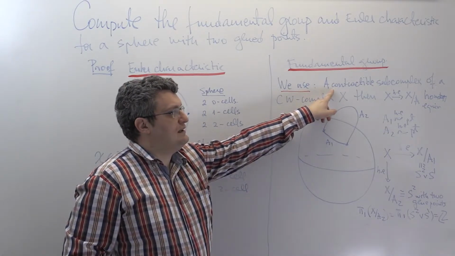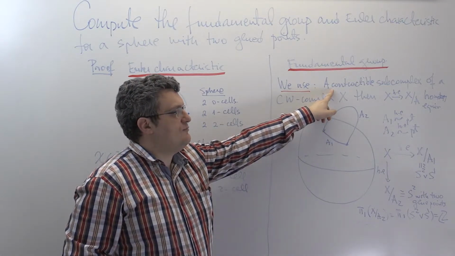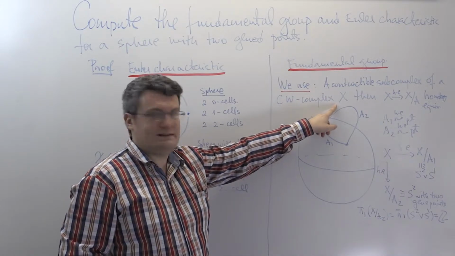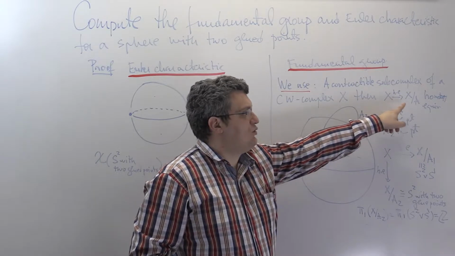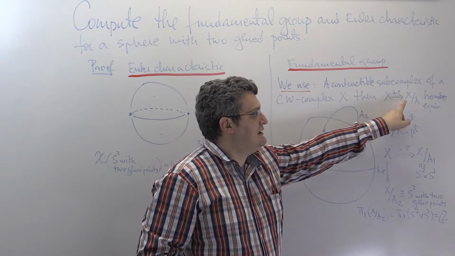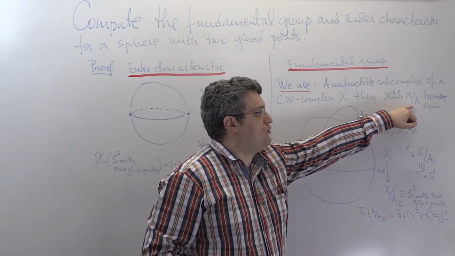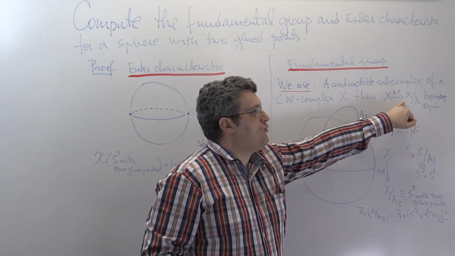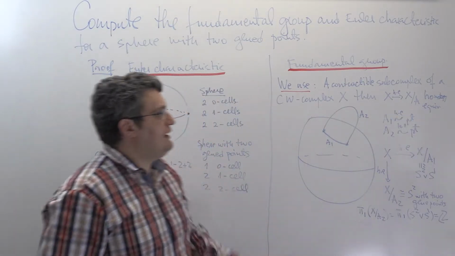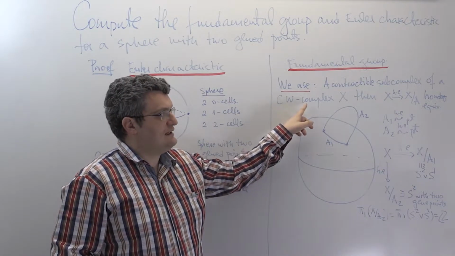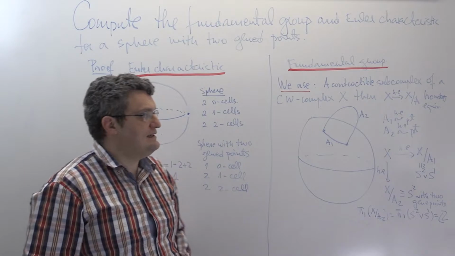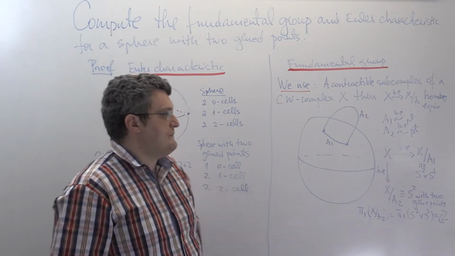A contractible subcomplex A of a CW complex X has the property that the quotient map X to X quotient A is a homotopy equivalence. So in a CW complex we can quotient contractible subcomplexes and obtain the same homotopy type.